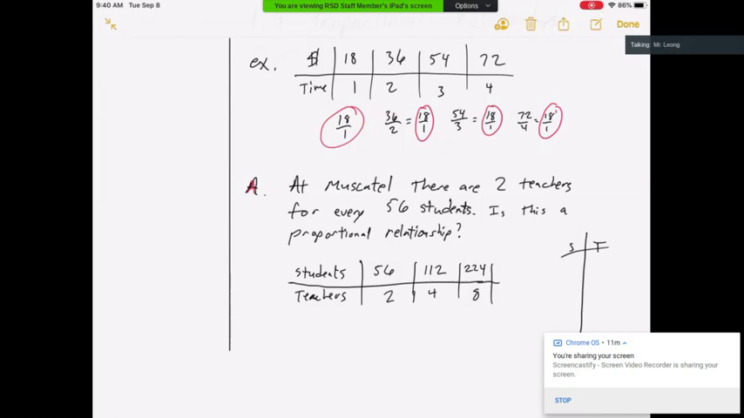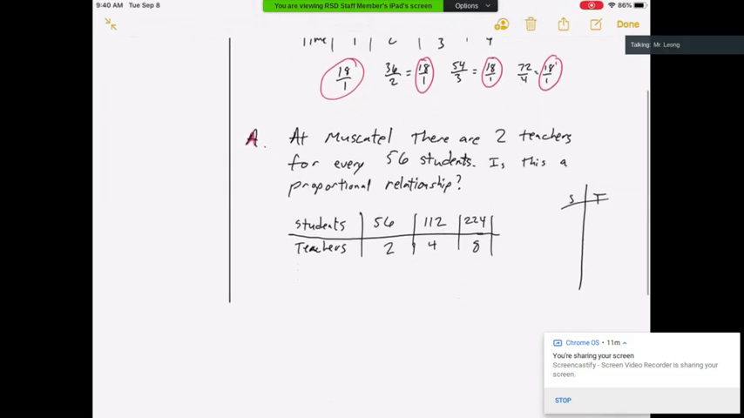Okay, so let's take a look. Are all the ratios the same? Let's take a look here. All right, so the first one is 56 over 2. So I'm going to say, okay, 56 over 2, and I'm going to simplify that. I think I can divide it by 2, and I get 28 over 1. Okay, so now I have to test each other ratio to see if I get 28 over 1. If I do, the answer is yes, it's proportional. If I don't, I say no, it is not.